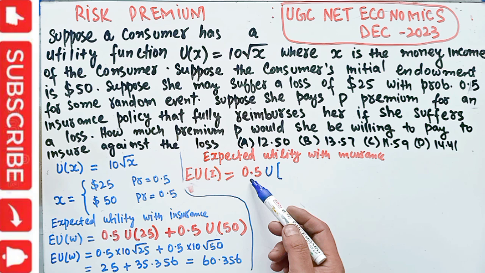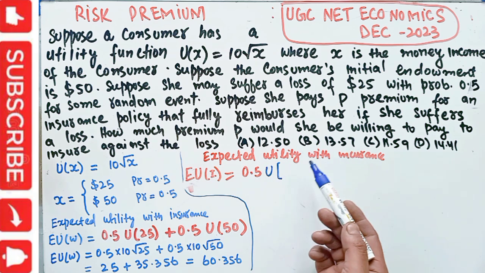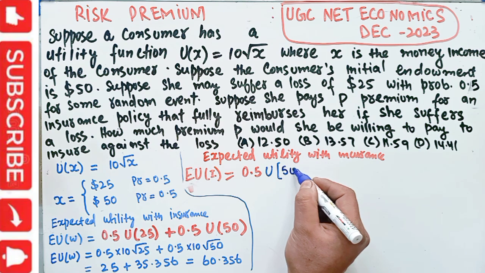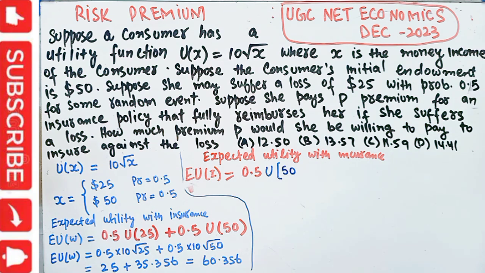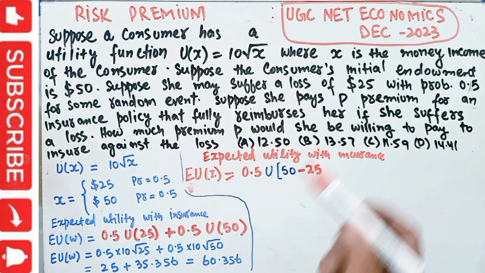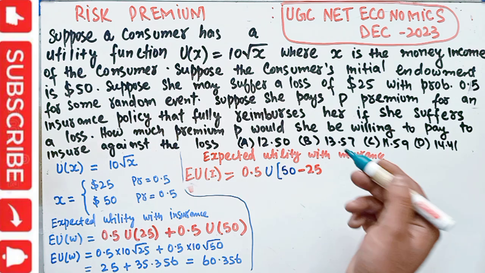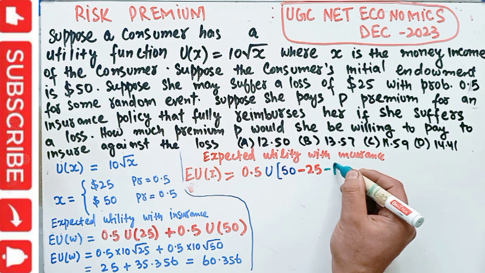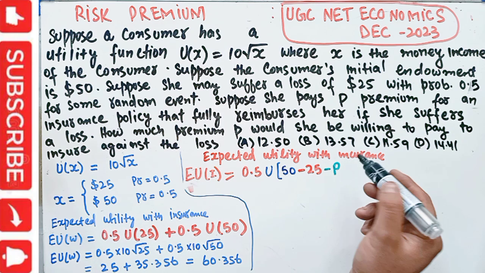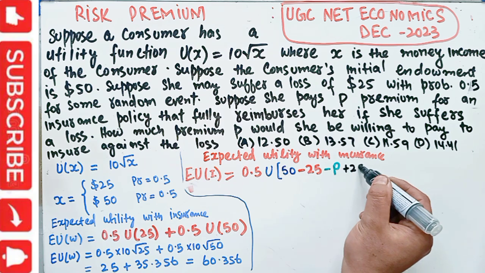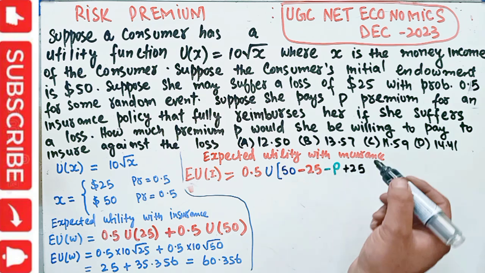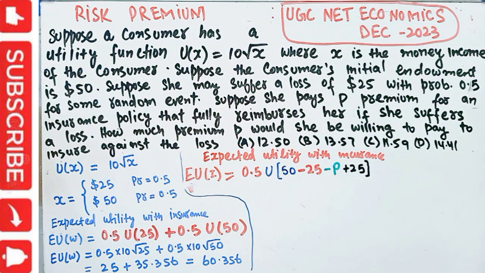In case she suffers a loss and she opts for an insurance, that will be equal to the initial income, that is $50, minus $25 that she suffers as a loss, minus the premium that she pays, plus $25 that she gets compensated for the loss. Okay, let me explain it.